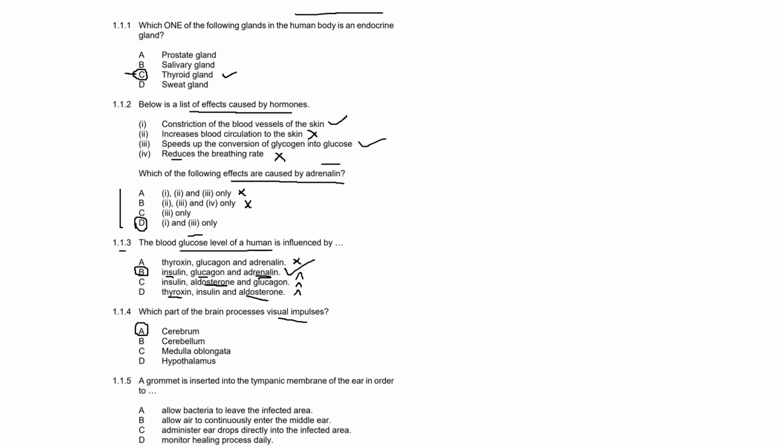Cerebellum we know is there for balance. Medulla is there for involuntary actions, and then hypothalamus also will assist with other involuntary actions. So the answer will be the cerebrum.